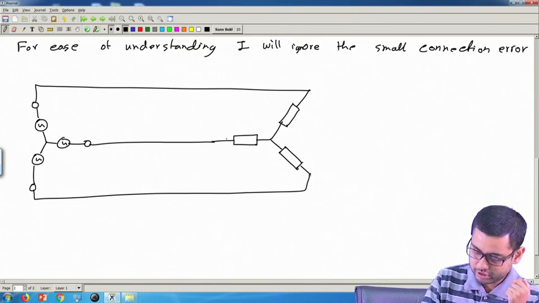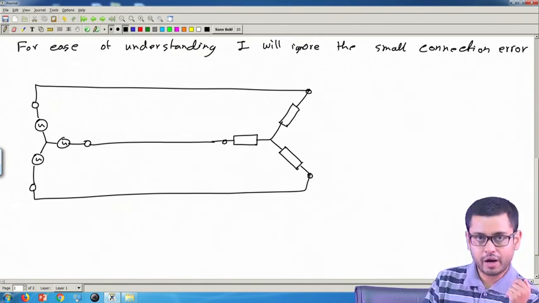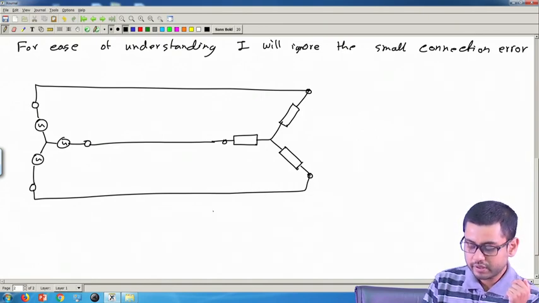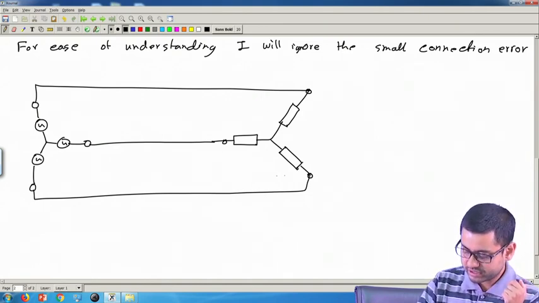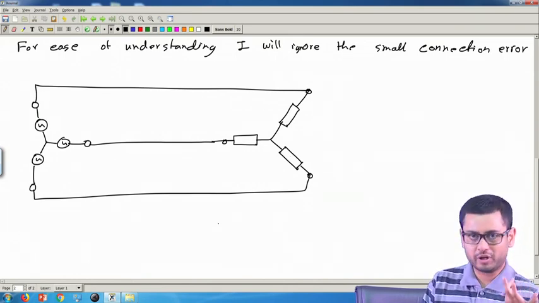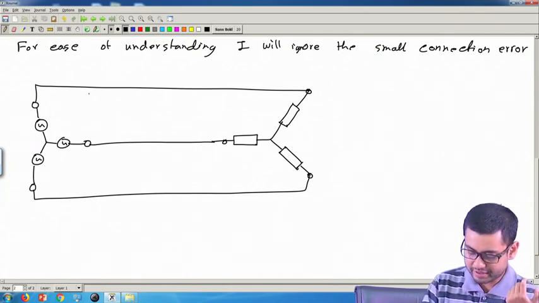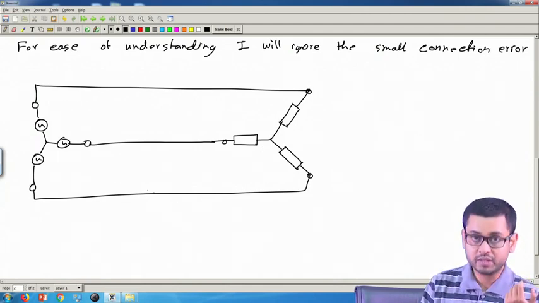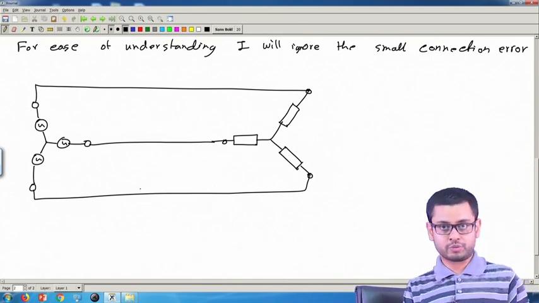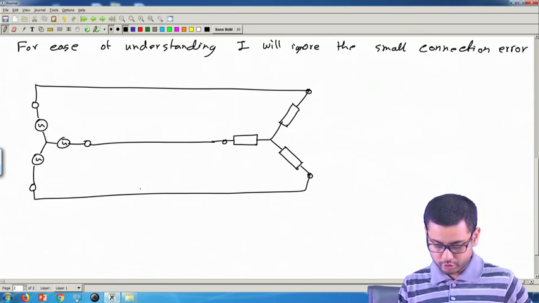And this is a three-phase load. Now we want to measure the power consumed by this load or supplied by the source, which will be approximately equal if we ignore the small losses elsewhere in the line, in the meters that we will connect. So we'll ignore those small losses for now.